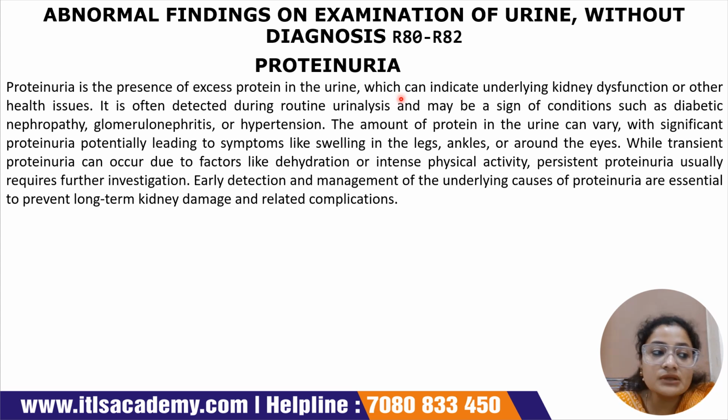Okay, so proteinuria basically refers to higher levels of protein in urine, which is not normal. It is the presence of excess protein in the urine, which can indicate underlying kidney dysfunction or other health issues. It is often detected during routine analysis and may be a sign of conditions such as diabetic nephropathy, glomerulonephritis, or hypertension. The amount of protein in the urine can vary, with significant proteinuria potentially leading to symptoms like swelling in the legs, ankles, or around the eyes.